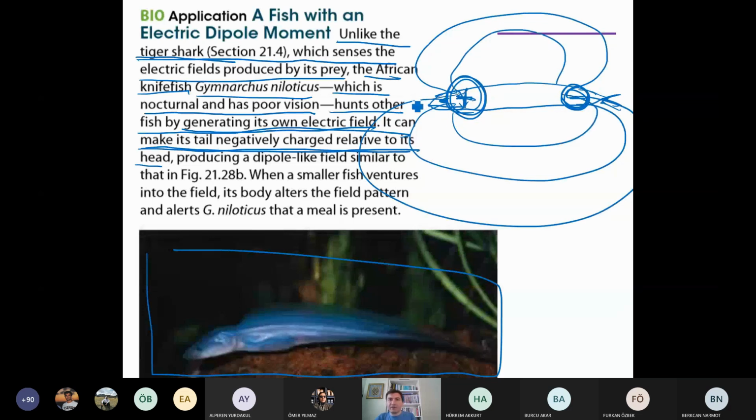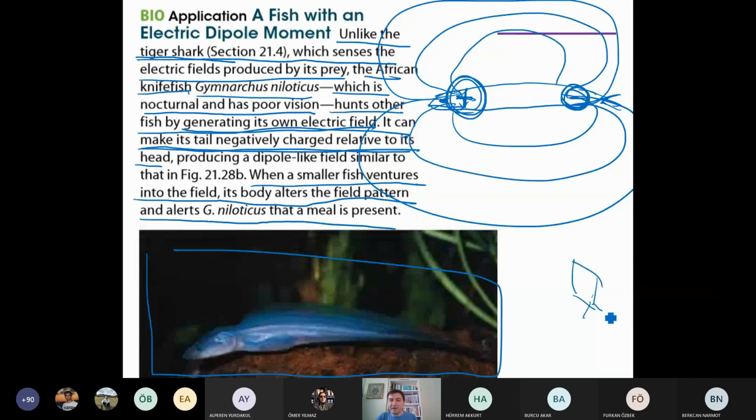Field lines from positive to the negative around the fish. Then, when a smaller fish ventures into the field, its body alters the field pattern and alerts this fish that a meal is present. Just consider that another small fish is coming and enters into this area.